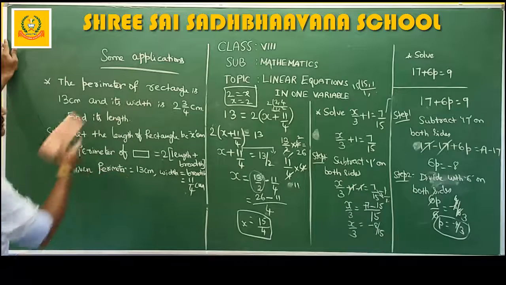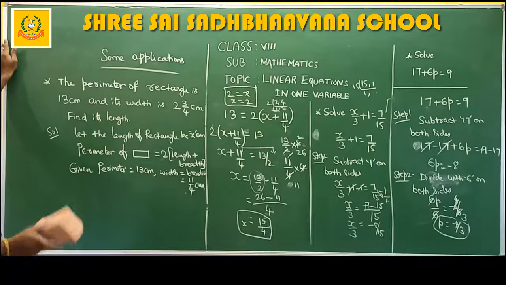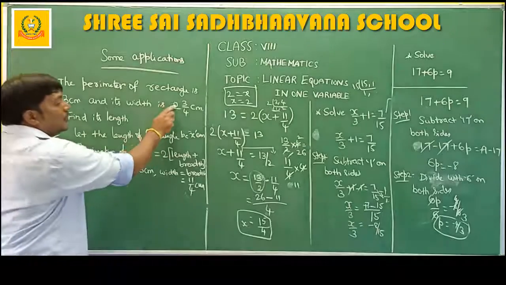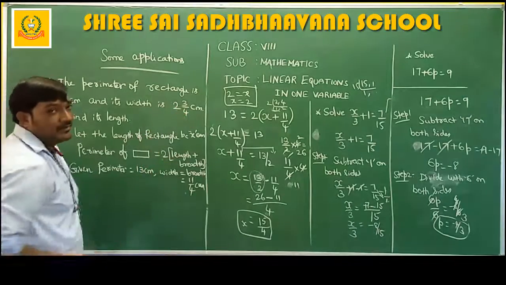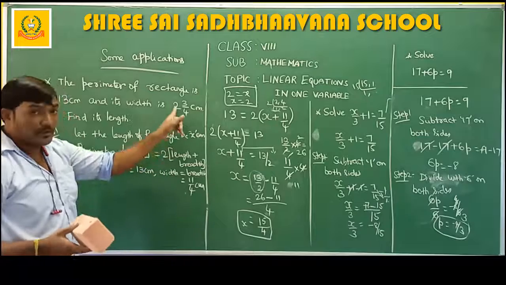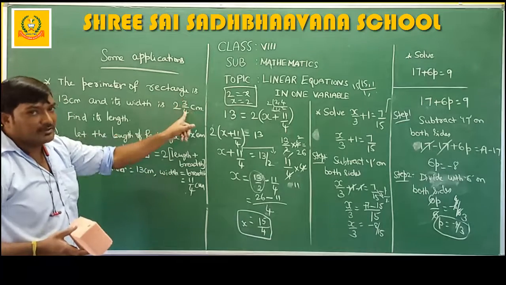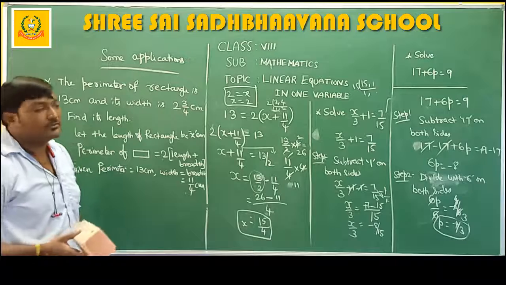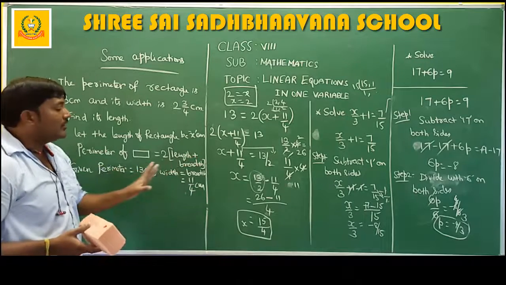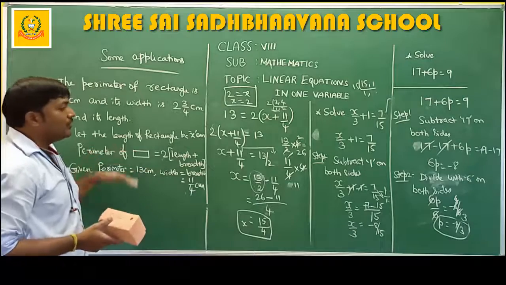And the width, how much is it given? 2 3 by 4. It is a mixed fraction, so convert it to an improper fraction. How do you convert? 4 into 2, 8, 8 plus 3, 11. So it is 11 by 4 centimeters. Retain the denominator as well. So now we have 11 by 4, and we are just substituting in the formula.